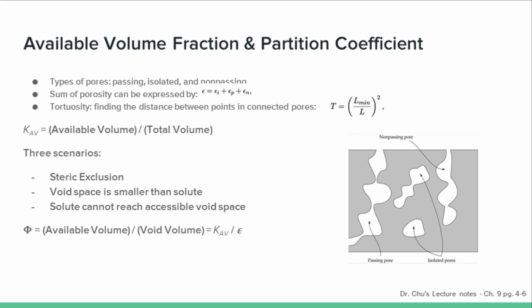Furthermore, for the scenario where KAV, also known as available volume fraction, is less than the porosity, this is when there is steric exclusion: void space is smaller than the solute, and the solute cannot reach accessible void space. Also, with that, we can find the partition coefficient of the solutes, and this is equal to the available volume over the void volume, also known as KAV over epsilon, which is porosity.